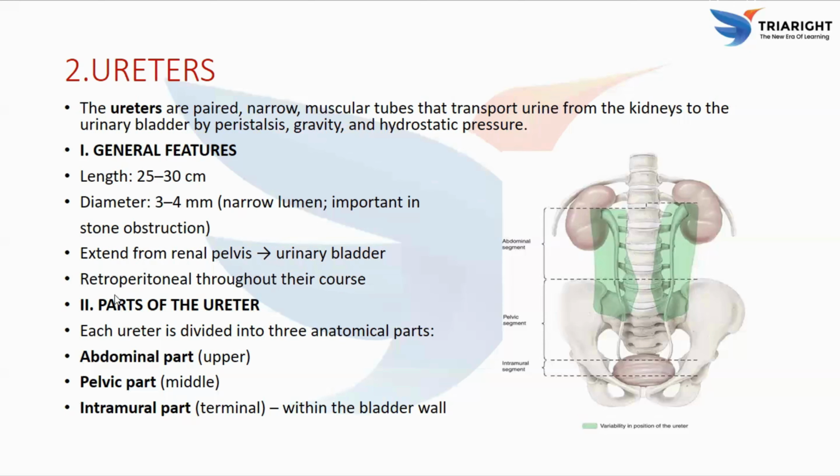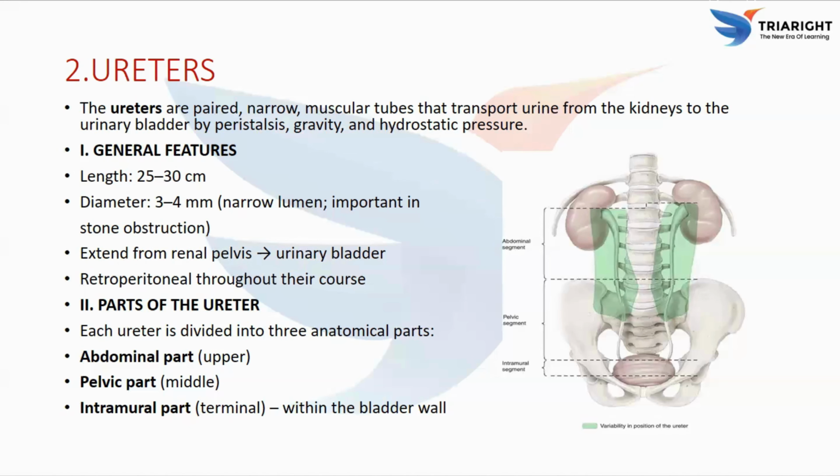So what is the function of the ureter? The main function is to transport the urine to the urinary bladder. The ureters use peristalsis, which is wave-like muscular contractions. It also uses gravity, where urine flows downward, and it uses hydrostatic pressure, the pressure of urine formed in the kidney.